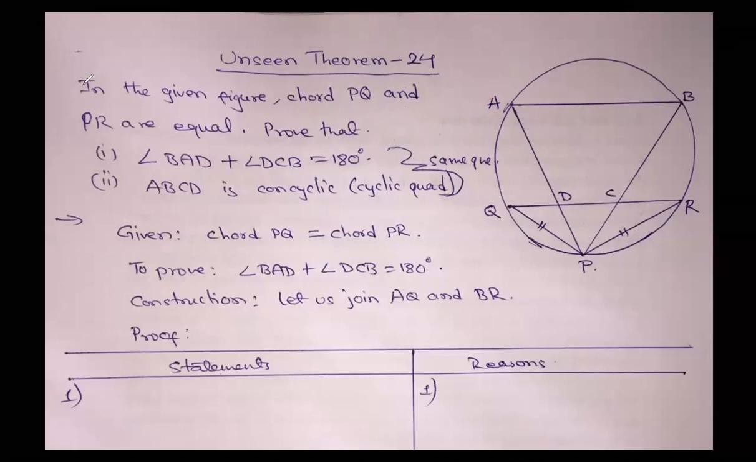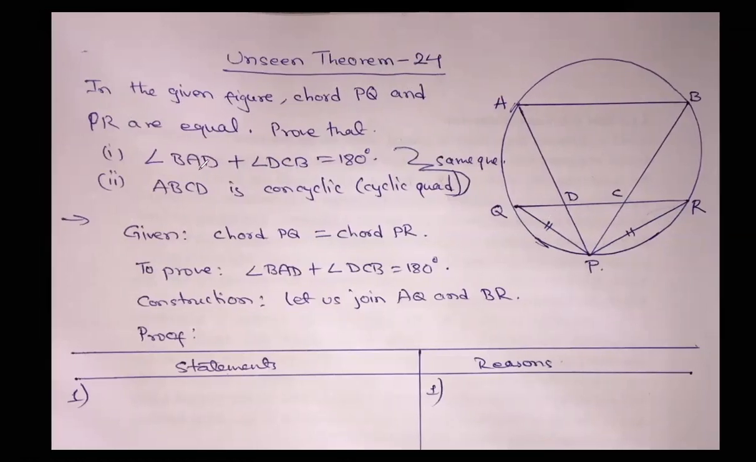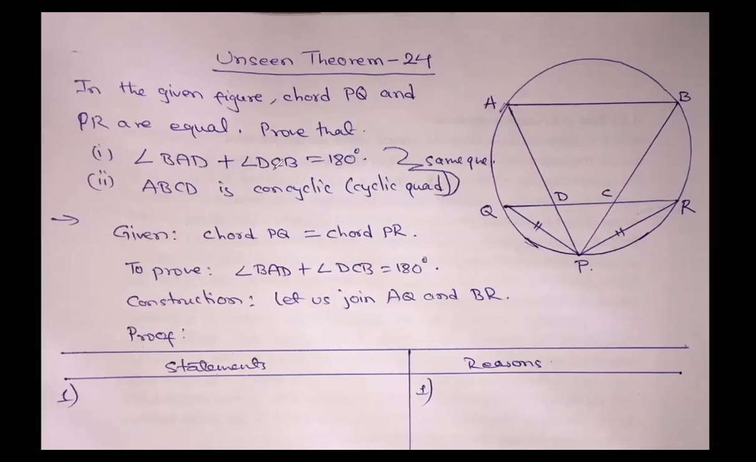Here in the given figure, chord PQ and this line, these two lines are equal to each other. So lines PQ and PR, given by the dotted lines over here, are equal to each other, and we have to prove that. So these are just proof one way, sir. That's proof one, you did that question.